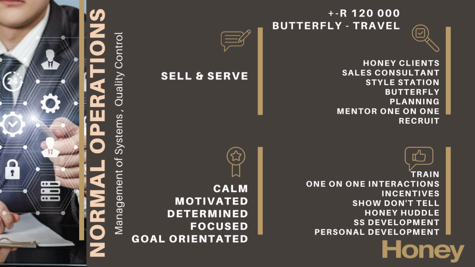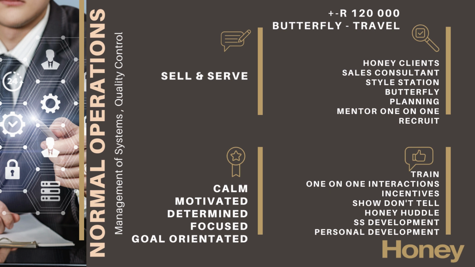So we still sell and serve, and we still do all these things that we've done earlier on. We obviously also still going to train, do our interactions, do our personal development. Nothing of this really changes. But what happens now is chaos settled down. I am calm, I'm motivated, I'm determined, I'm focused, I'm goal orientated. Now, how do you know you're in normal operations? You are out of chaos, but your business is still growing.